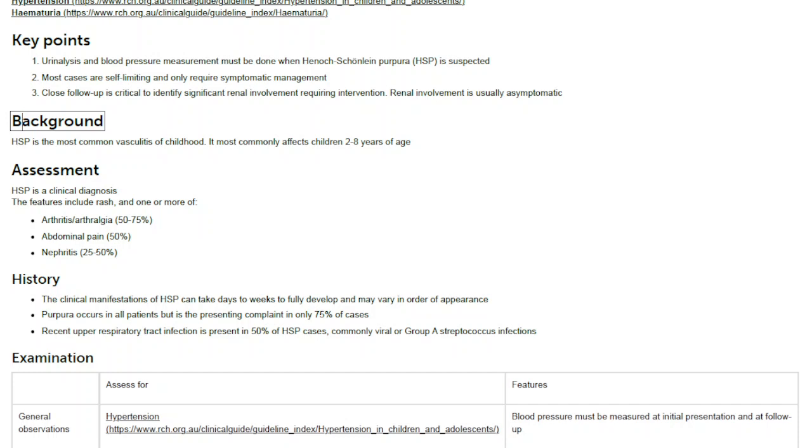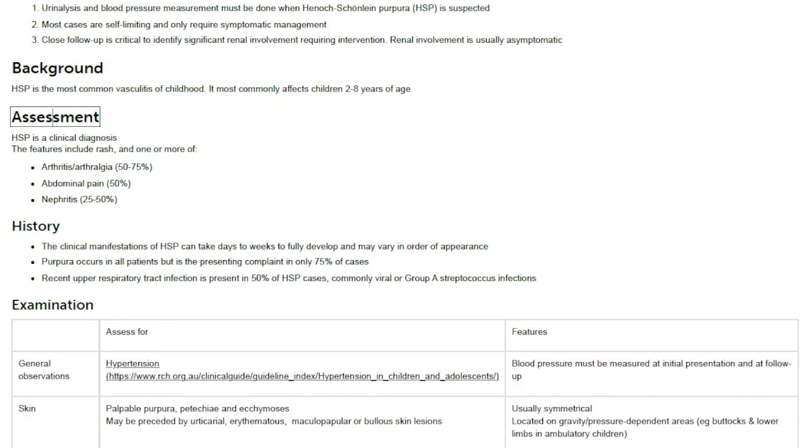Background. HSP is the most common vasculitis of childhood. It most commonly affects children 2 to 8 years of age. Assessment. HSP is a clinical diagnosis. The features include rash, and one or more of arthritis/arthralgia, abdominal pain, nephritis.